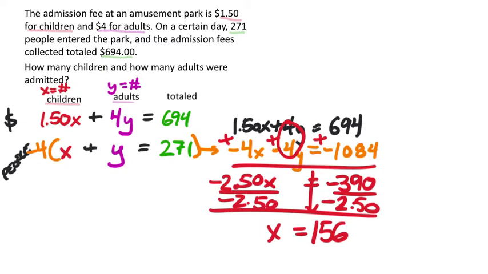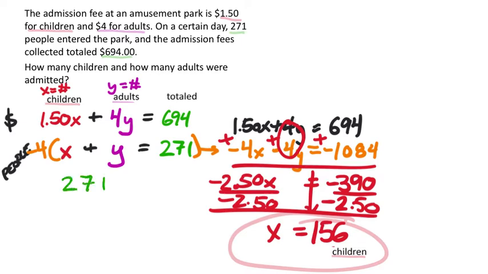I know, based on what we see up here, x is the number of children, so that right there would be 156 children as the actual answer. So I'll just circle that in there. Okay, now if I want to figure out how many adults, I take the total number of people that entered the park, which is 271, and then I simply subtract the number of children that entered the park, because we now know that value, which is 156. When I subtract these, I should get the number of adults. So let's see, 271 minus 156, and I get 115. That would be 115 adults.